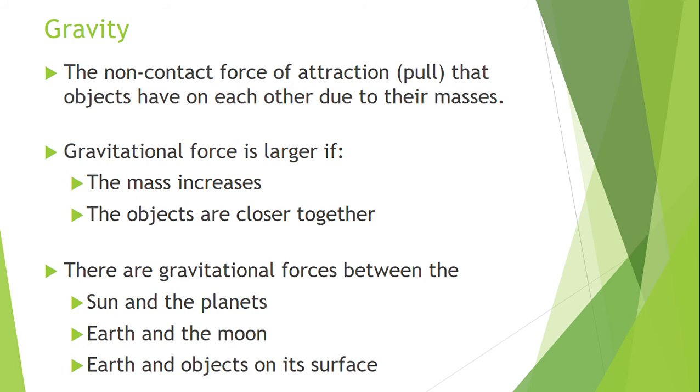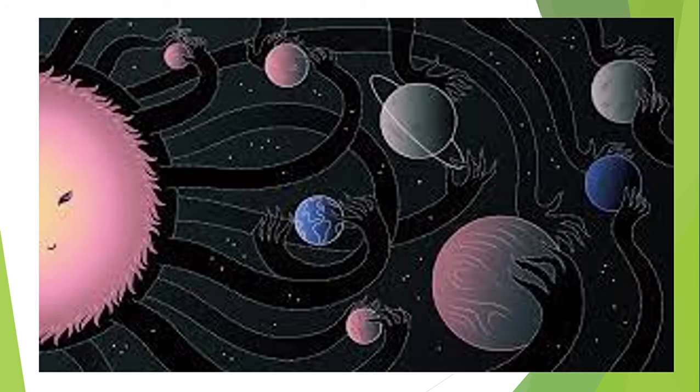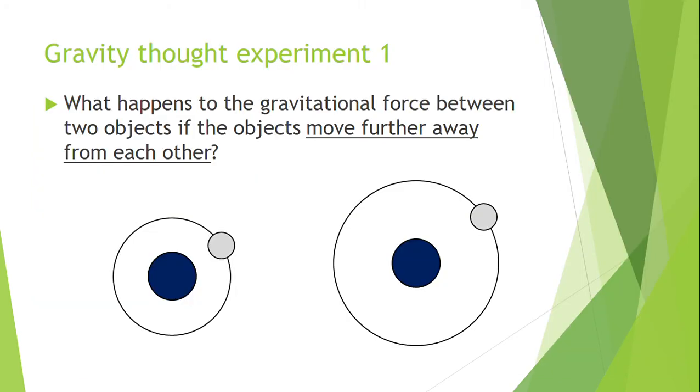Okay, so there are gravitational forces between the sun and the planets, keeping us in the orbitals, between the Earth and the moon, making sure that the Moon keeps rotating around us, and between the Earth and any object on its surface, like we just said. And that's why I quite like this picture. It shows that the sun is holding on to all the different planets, but also that all the different planets are holding on to one another. In some way everything is connected. Isn't that lovely?